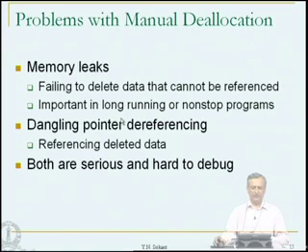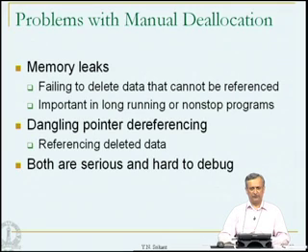What are the problems with manual deallocation? For example, there may be memory leaks, failing to delete data that cannot be referenced. We have actually started manipulating links in a linked list. Maybe we made a small mistake in the program.